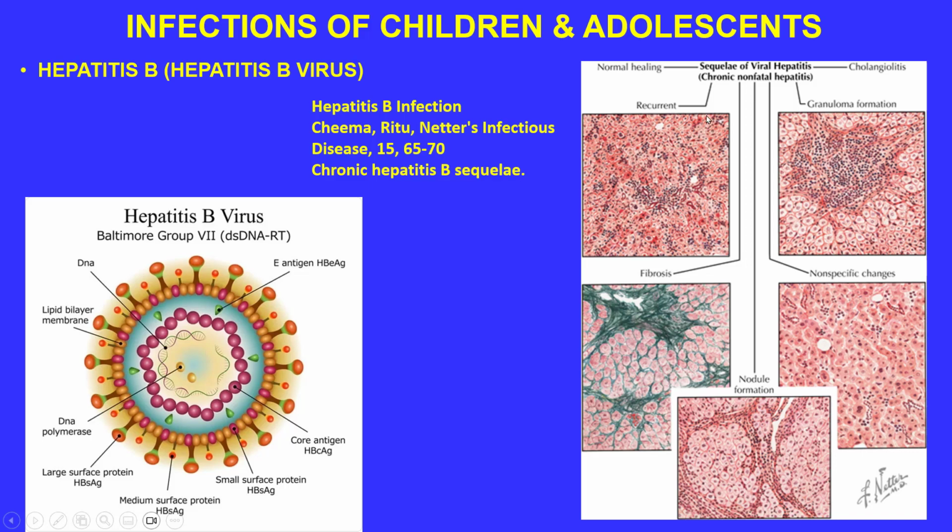sequela. And so if you have recurrent and eventually infections on the liver, you have granulosis formations. You have nonspecific changes here. This is a nodule formation. One of the things that you're missing is basically the triads, the hexagonal arrangement of the cells.